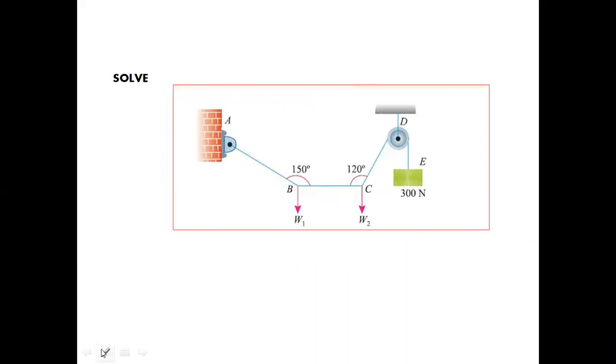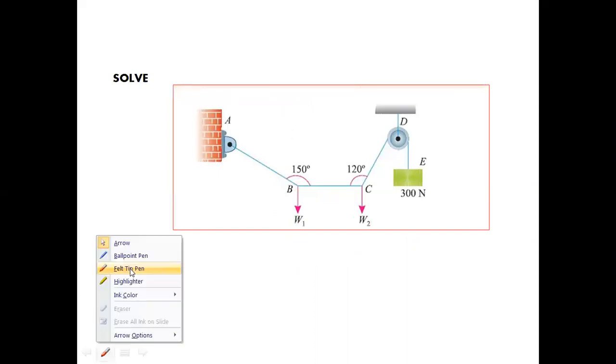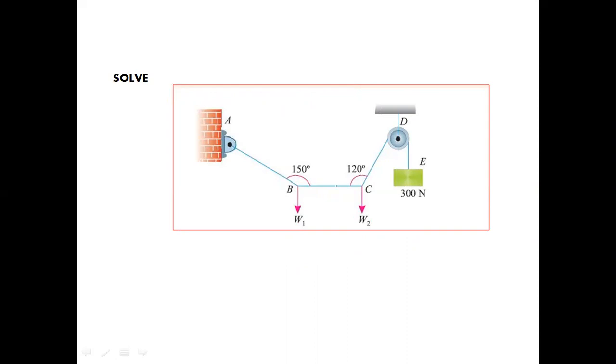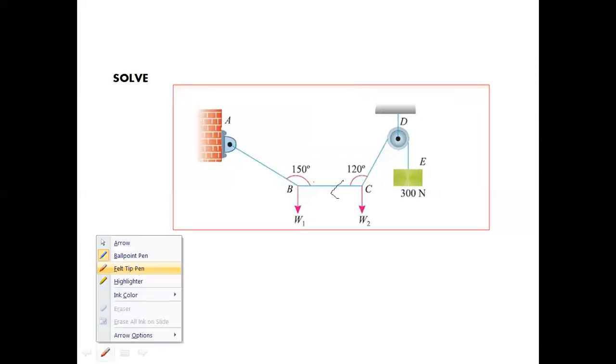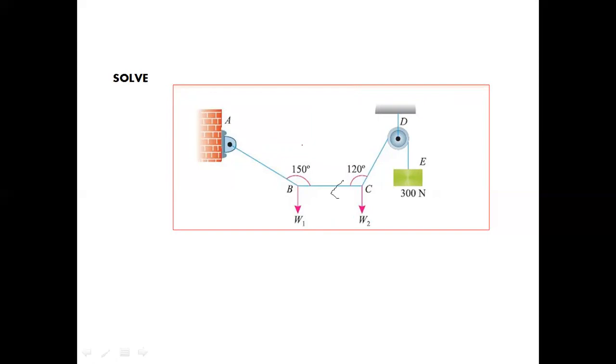Solve. So in part 1 we have already found the values of these portions. Here we have found the value of W2 and the value of tension BC. In part 1 we already found the tension BC and also W2. Now this portion we will find in this lecture.